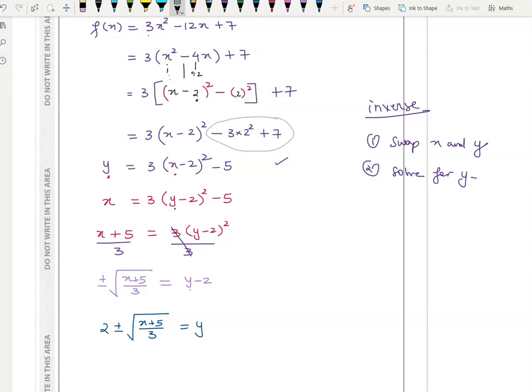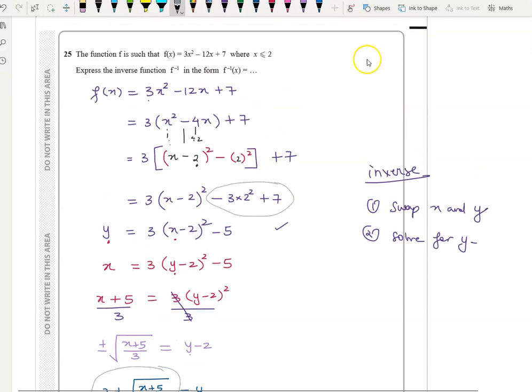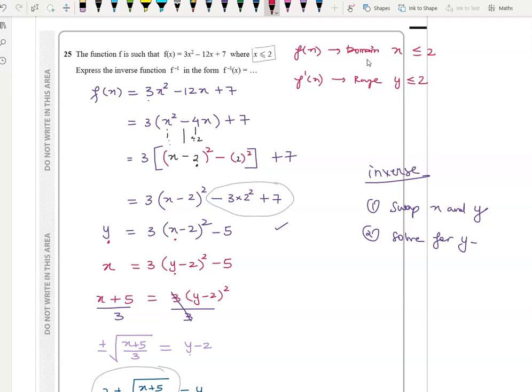Now this answer of y is the inverse function, but there is a restriction in the question where it says x is less than or equal to 2. It means your function f of x, the domain is x should be less than or equal to 2. So for the inverse function, the domain will become the range. So range should be less than or equal to 2. So value of y should be less than 2.